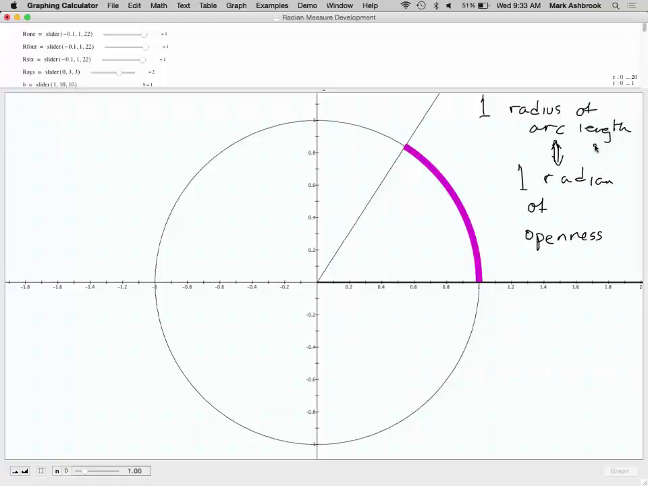So it's two different quantities. One quantity is length. The other quantity is openness. But that's how we get the amount of openness, from that number of arc length, radius lengths on the arc. Okay.